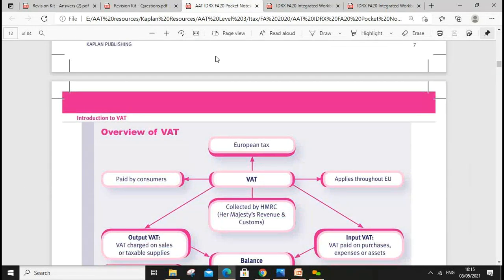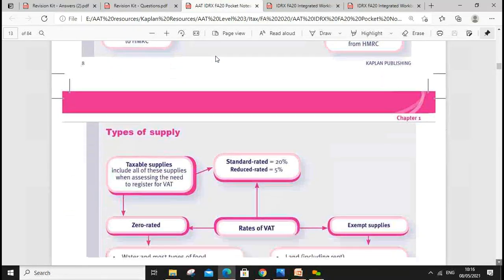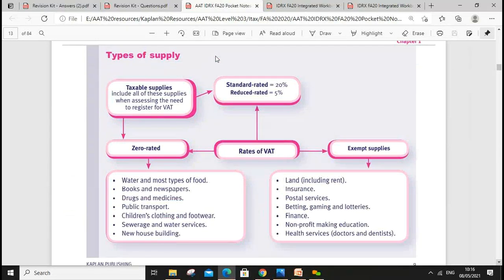You will see the little mind maps, paid by, and types of supply. Taxable supplies include standard rate and reduced rate. And you will see the zero rated ones, these are all zero rated. Exempt supply, yes.